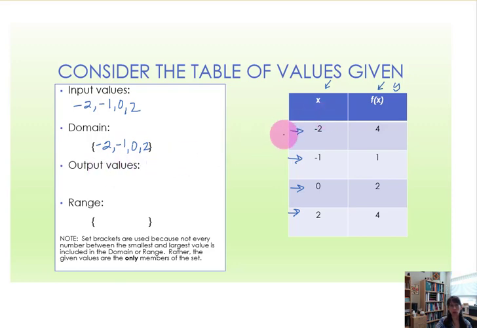For output values, we go to the other column, our f of x or the y column, and we can see we have 4, 1, 2, and 4. So to list the output values, I'm listing 4, 1, 2, and 4 because there were 4 values given. But when I write that in the format for range, remember, since I see 4 is repeated, I don't need to write that twice. I also want to write the range from the smallest to the largest values. So I would begin with 1, 2, 4. And it's in set brackets because only this set of numbers is the output.